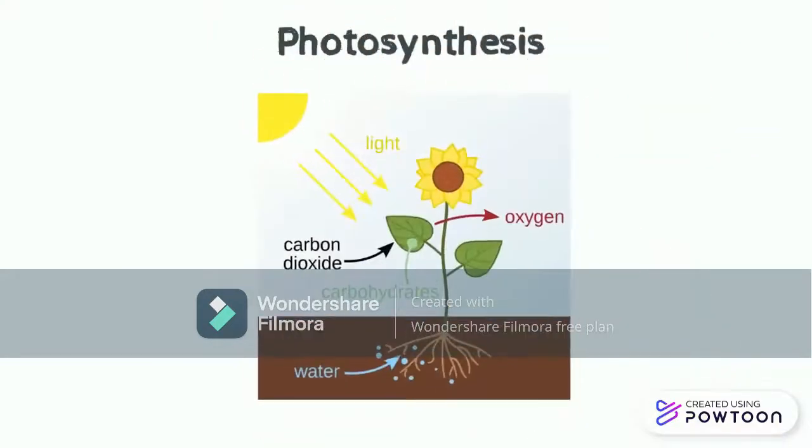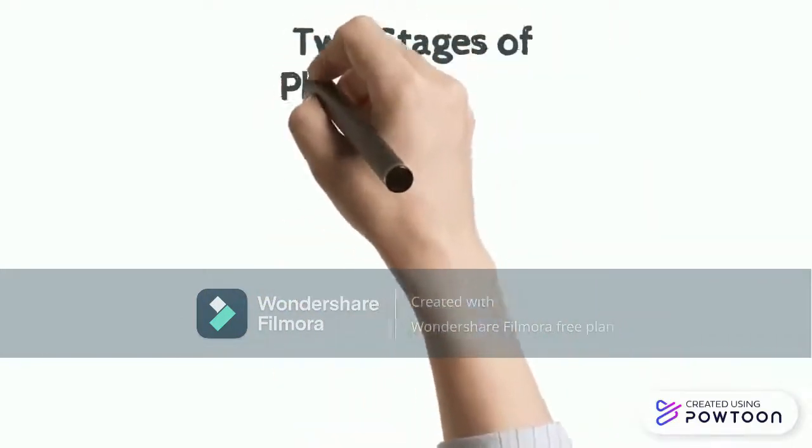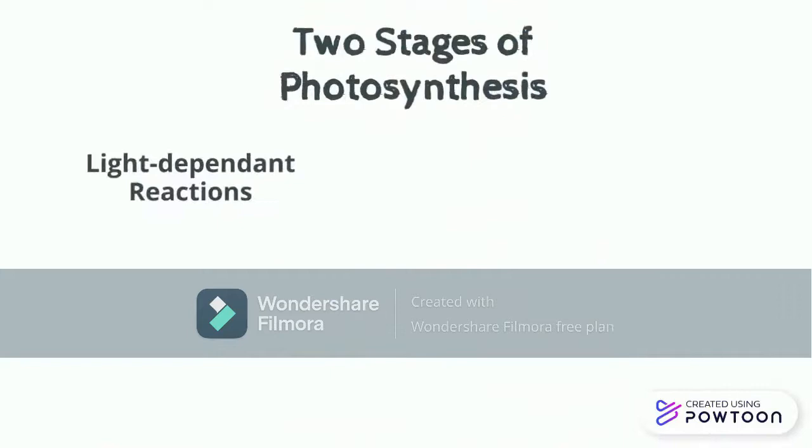Before we get started, we know that photosynthesis is a process by which plants capture light energy and use it to convert water, carbon dioxide, and minerals into oxygen and energy-rich organic compounds. The first thing we're going to learn are the two stages of photosynthesis. This includes the light-dependent reactions being the first stage and the Calvin cycle being the second stage.